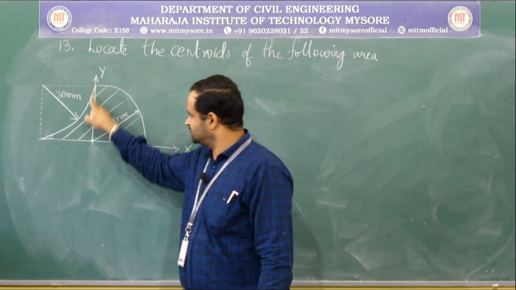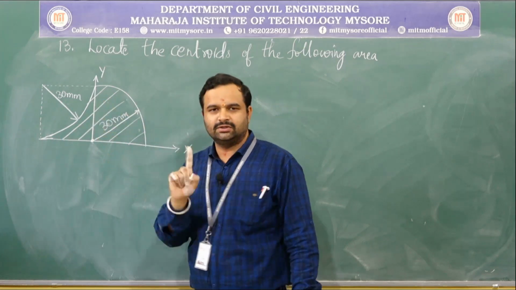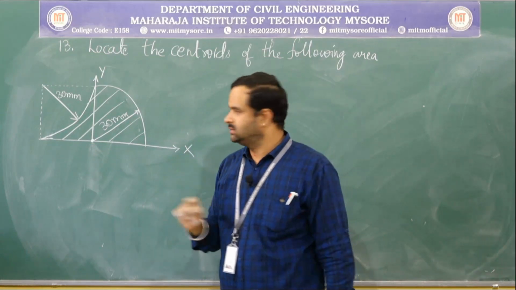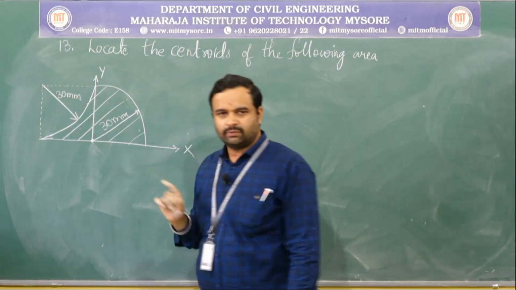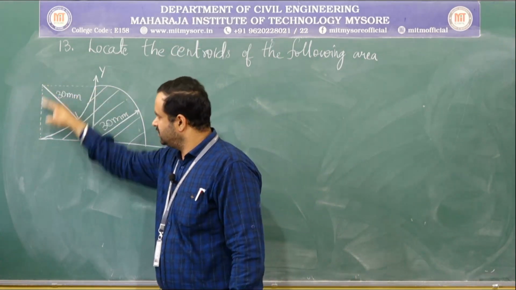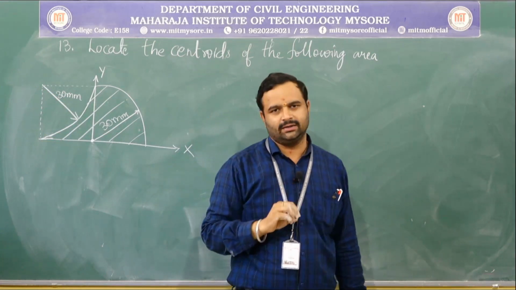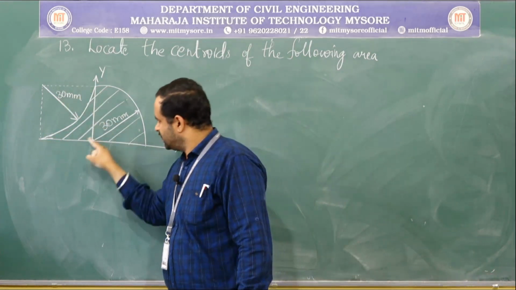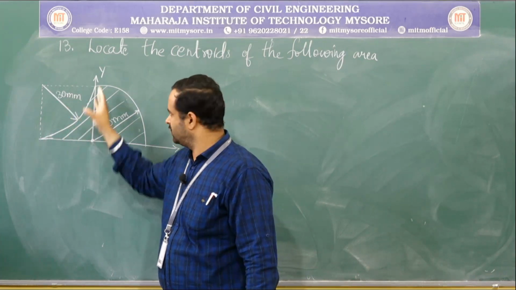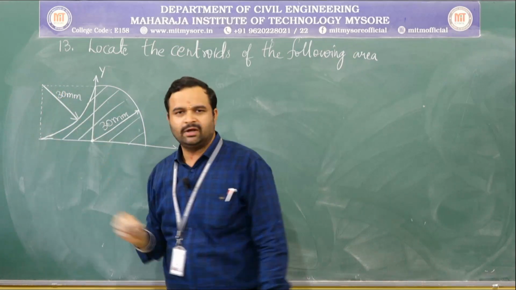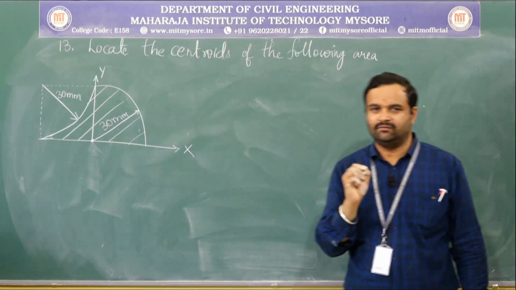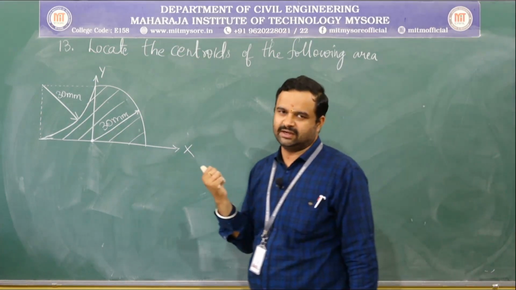I repeat, this shape whatever you are seeing is not a triangle, as this edge is smooth. Hence, you need to consider a square or a rectangle depending on the dimensions, and then try to deduct the area of the quadrant. See, this looks like a square. It is a square. So, in a square, if you remove this quadrant, we will be able to locate its centroid easily. Okay, you have to be very careful with respect to problems of this kind.